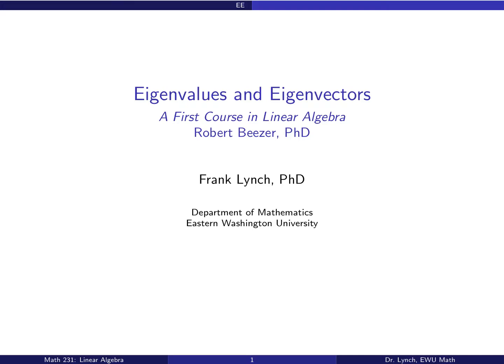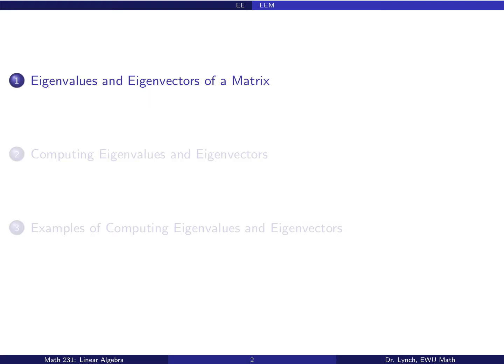Welcome folks, a video today on eigenvalues and eigenvectors. So we'll define what an eigenvalue and an eigenvector of a matrix are. We'll see a few examples of vectors and values that are eigenvectors and eigenvalues. We'll talk about how to find them, and then we'll do a few examples.